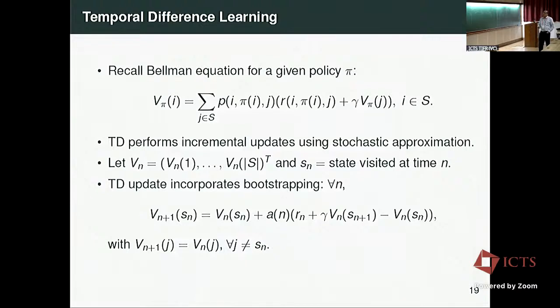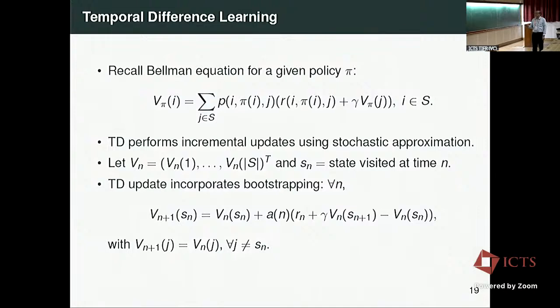Okay, let's get back to the temporal difference part of it. So again, recall that this is the Bellman equation for a given policy. And what we wish to do is to first write down the n-step TD algorithm corresponding to this Bellman equation. So let's say we do that. TD essentially performs incremental updates using stochastic approximation. So let's say Vn is this vector, 1, 2 up to mod S, corresponding to the states. So it is a mod S dimensional vector.